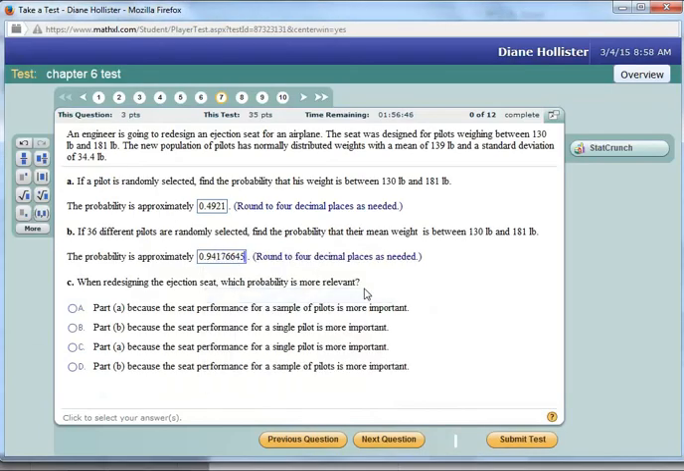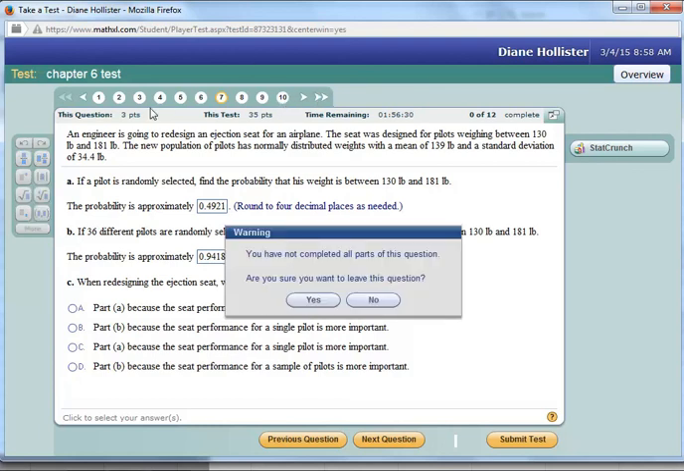Again, I can come in here and pay attention to the round-off rules. And then, for redesigning the ejection seat, which probability is more relevant, that for an individual or that for an average? I want you to stop and think about which would be the most pertinent to what we're looking for.